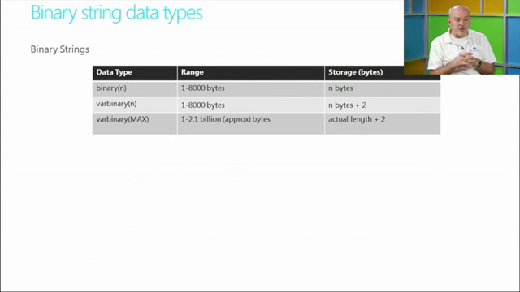Under the binary strings, we have binary(n), which is anywhere between 1 and 8,000 bytes. Varbinary, variable binary, is 1 to 8,000 bytes, plus 2 for storage, if you're looking at the number of bytes. And we have varbinary(max), 1 to 2.1 billion approximate bytes. So it's the actual length of what you're storing there, plus 2 additional bytes for storage.